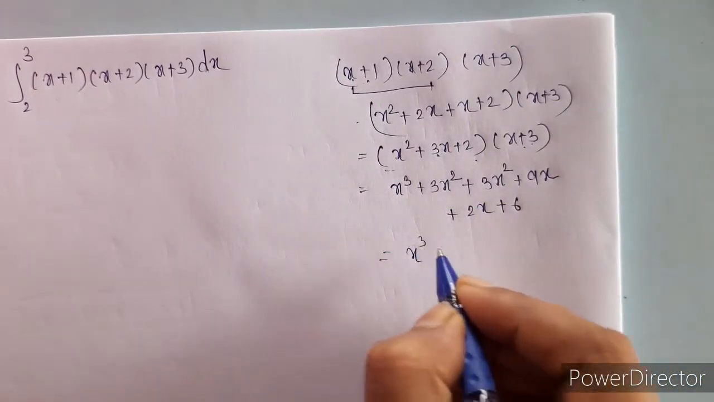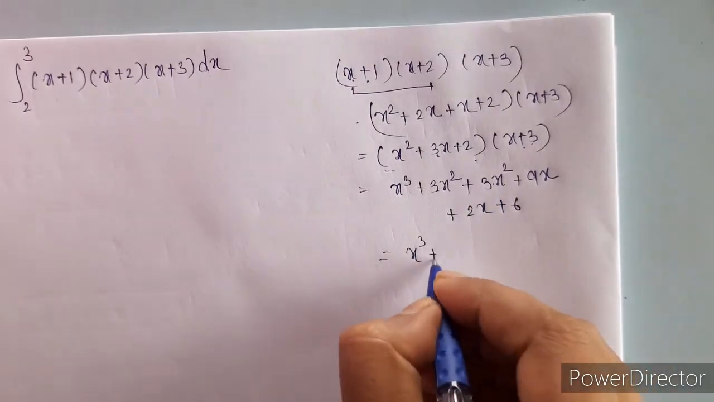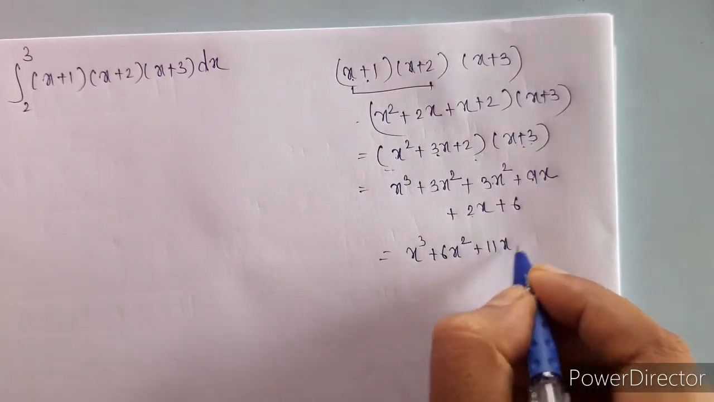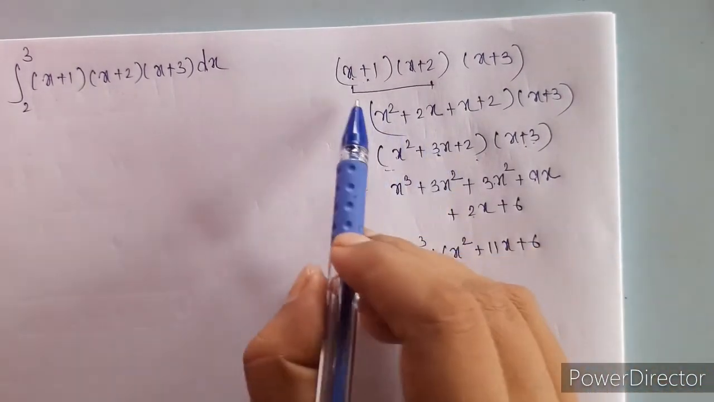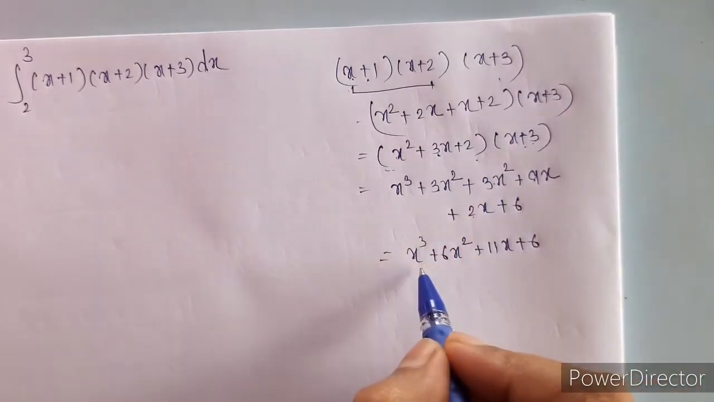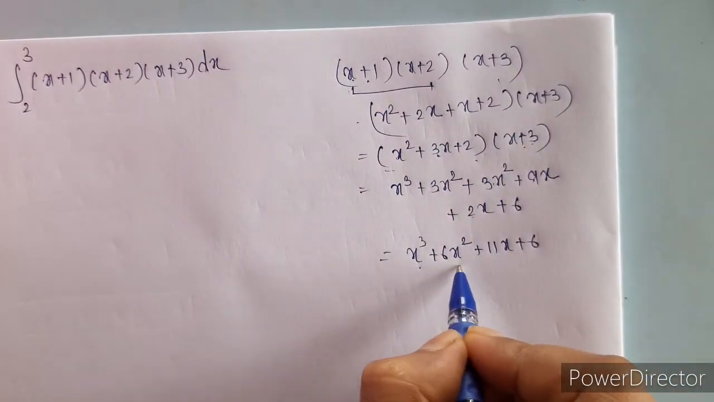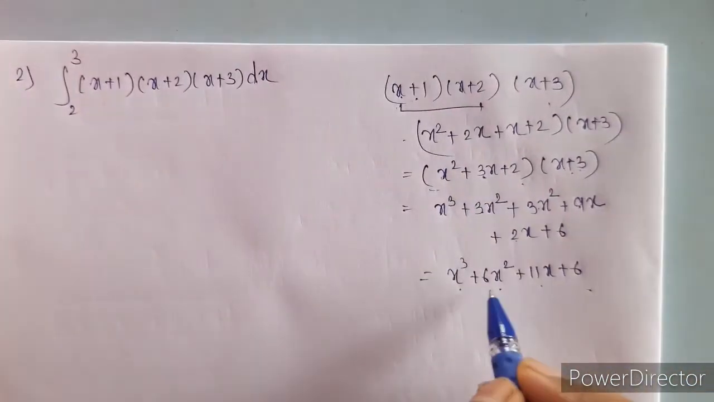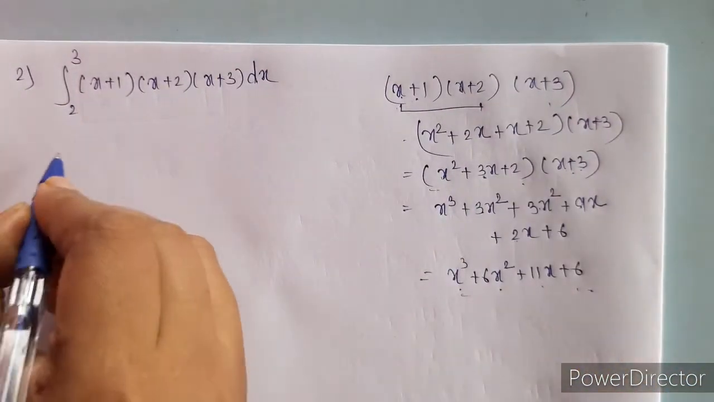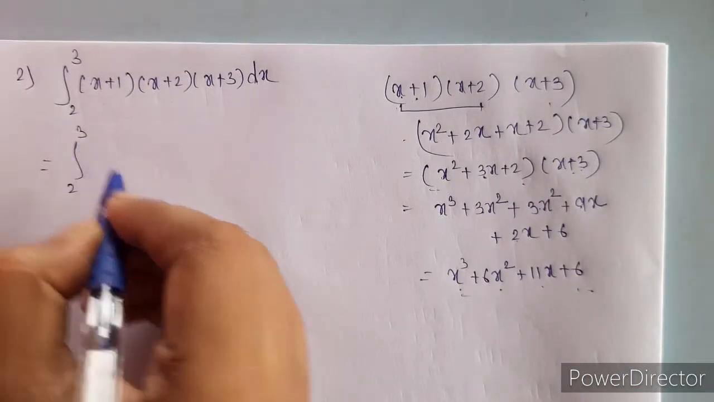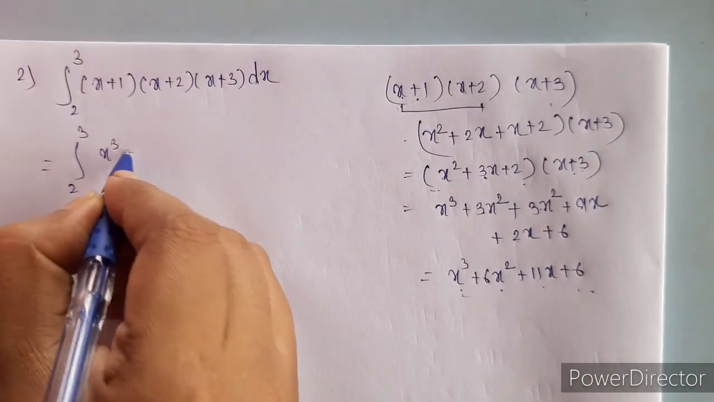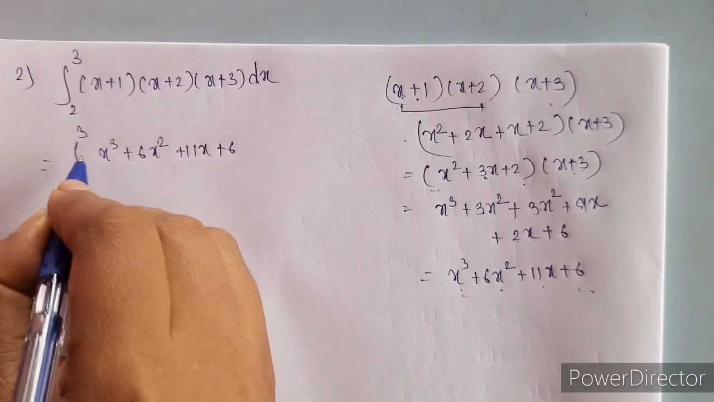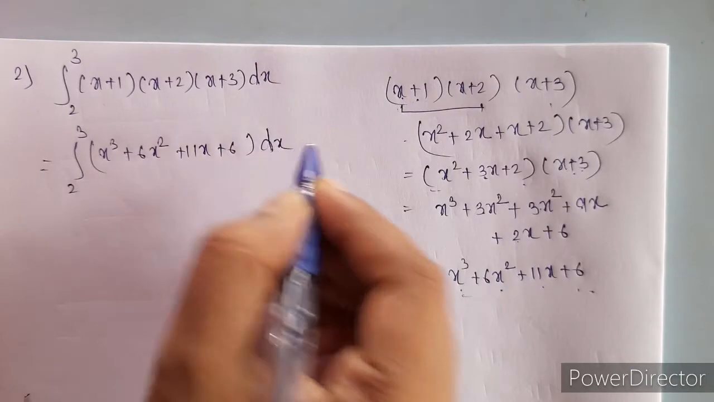Again we can write this as x cube, 3x square plus 3x square, 6x square, 9x plus 2x, 11x plus 6. So the multiplication of these three brackets is nothing but x cube plus 6x square plus 11x plus 6. So instead of this we can replace it by this function. So let's replace this. What is our function now? x cube plus 6x square plus 11x plus 6. And we have to integrate this with respect to x.